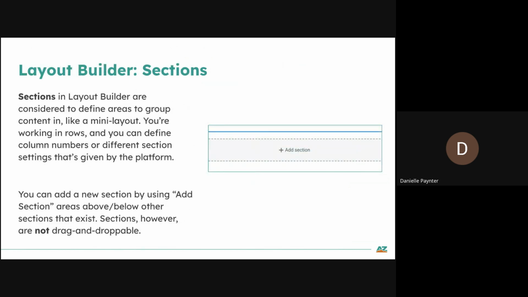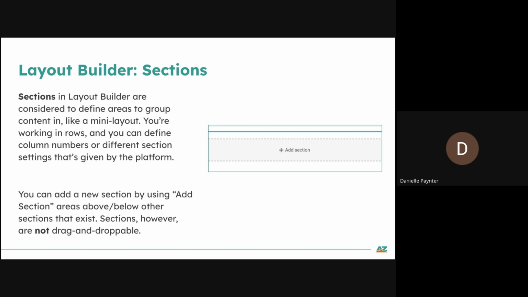Now, Layout Builder uses a couple different areas that you'll hear periodically. One of them is sections. These are considered to define the areas that you're going to group your content in. You're thinking in terms of rows. So you have your typical rows and your columns. Sections specifically is rows. With it, you can change a little bit of the way that it's displayed. Primarily, a lot of developers will build it out so you're able to set up columns. So you can do 1 column, 2 column, 3 column in that particular row.